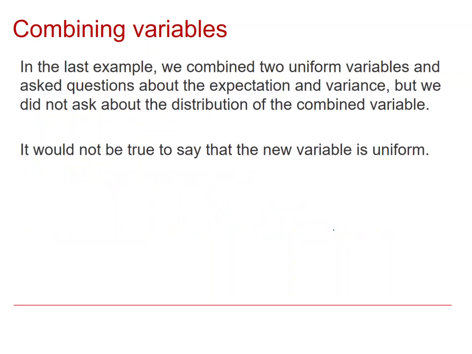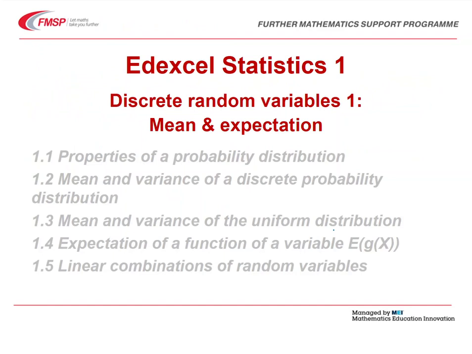The final note to say on this video is just to say that whilst we did combine 2 uniform variables in these 2 examples on this video, the resultant combined distribution in each case was not uniform. So that's the end of this video, and this is the final video in this series.